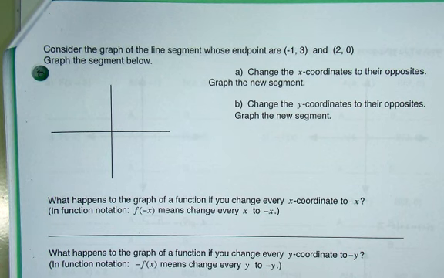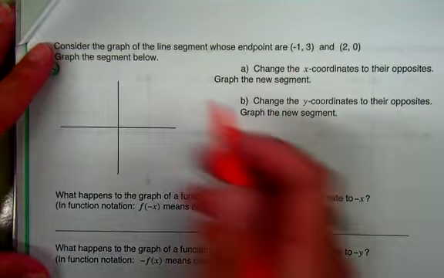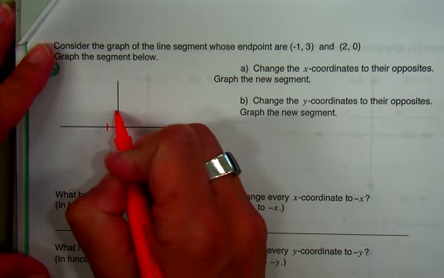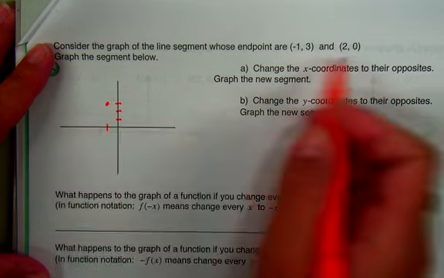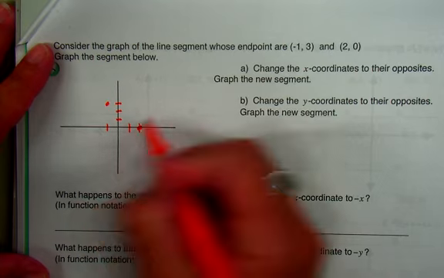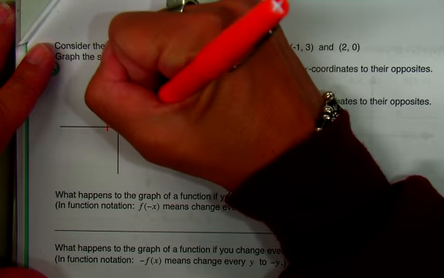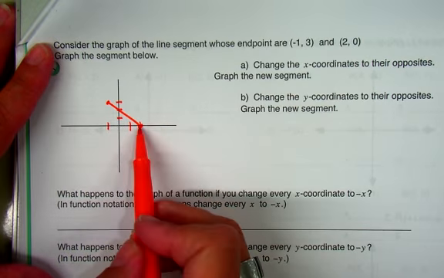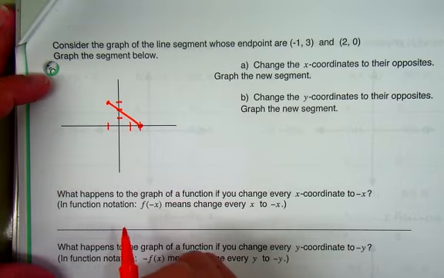All right, so now we're going to do some movements with line segments, right? Consider the graph of the line segment whose endpoints are (-1, 3) and (2, 0). Okay, so we have a line segment right there, (-1, 3) and (2, 0). Graph the segment below. There we go.